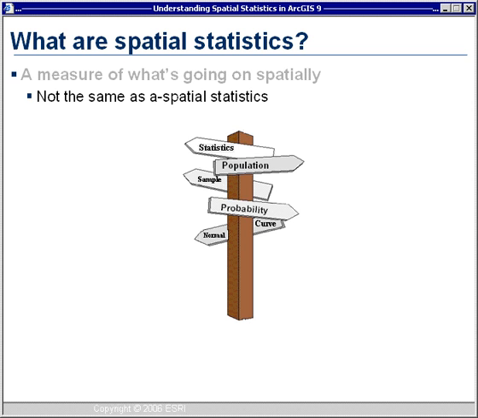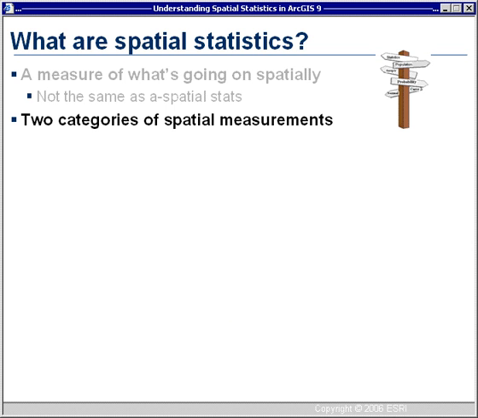Please understand that when we talk about spatial statistics, we are not talking about applying traditional aspatial or non-spatial statistics, like what you may have learned in your high school stats class, to spatial data. When we talk about spatial statistics, we are describing specific methods that use distance, space, and spatial relationships as part of the math for their computations. We're still going to talk about mean and standard deviation, but our focus will be on how those concepts apply to spatial features.